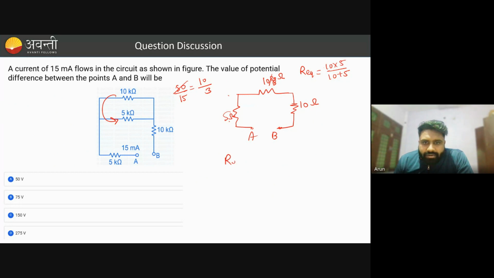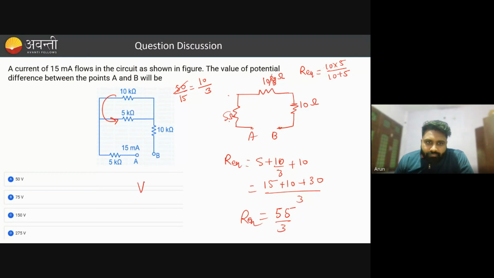So R equivalent now will become 5 plus 10 by 3 plus 10. So this is 3 fives are 15 plus 10 plus 30 divided by 3. So it will become 40 plus 15 is 55 divided by 3. This is the R equivalent.